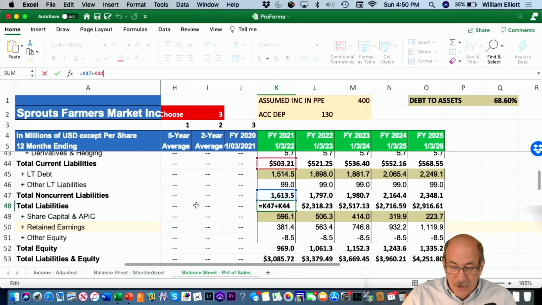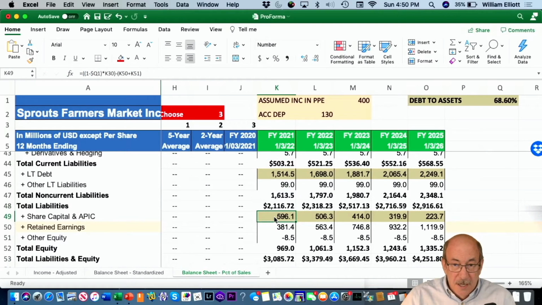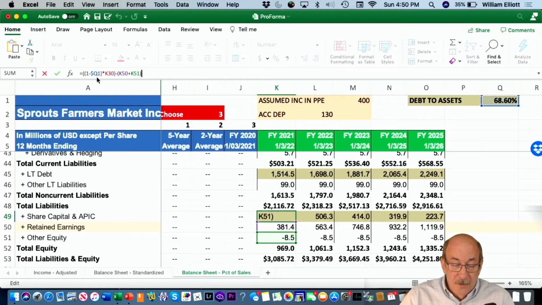And then I'm also changing my paid-in capital to force the equity side to balance out correctly. So the equity piece is going to be 31.4% of assets. You'll notice here I've got 1 minus Q1, so there's my 31.4%, multiplied again by K30, which is my total assets.